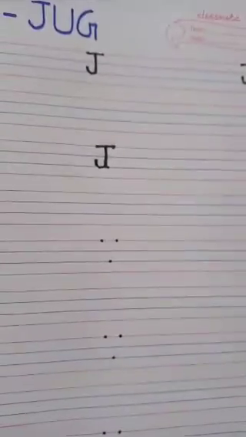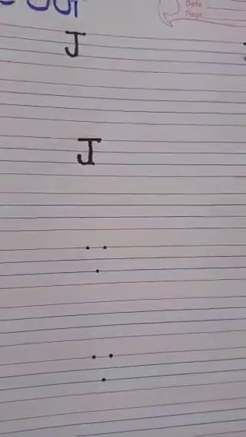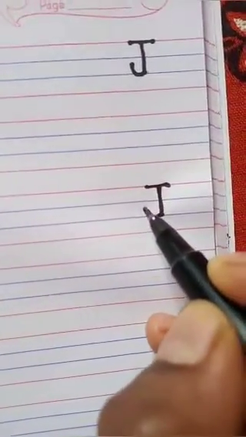J makes a sound ja. Again kids. Draw a sleeping line and a standing line and draw a small curve like this. J for jug. Kids, again put a pencil on the dot and draw a sleeping line, and in the middle of the sleeping line draw a standing line like this and draw a curve.